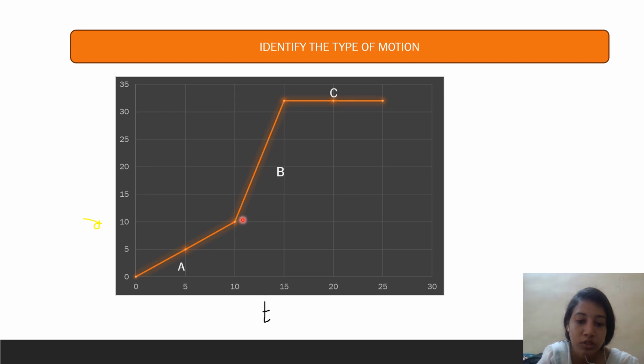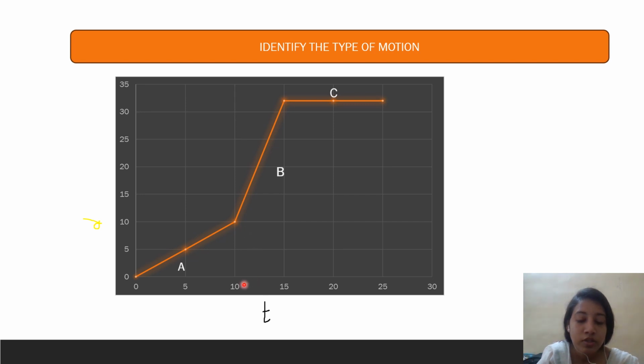Then what about the B part? That is from 10 seconds to the next 15 seconds. How is the body moving? Here, as you can see, for 10 to 15 seconds, in the first 5 seconds it had covered only 5 meters, but in the next 5 it has covered nearly 20 meters, because the difference between 30 and 10 is 20. Here it has gone even higher, so it is more than 20.